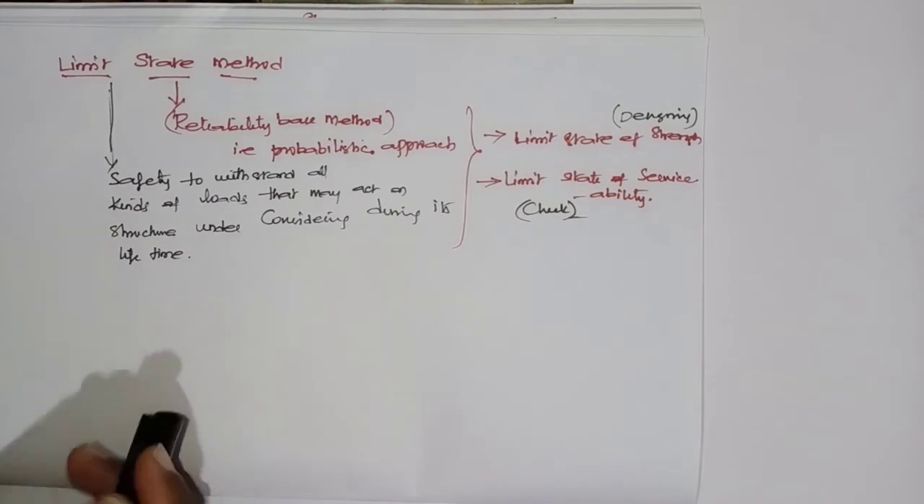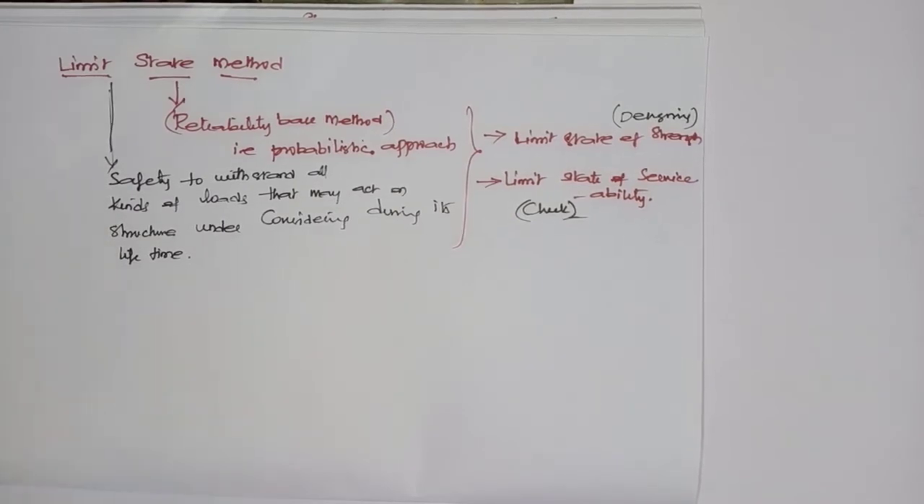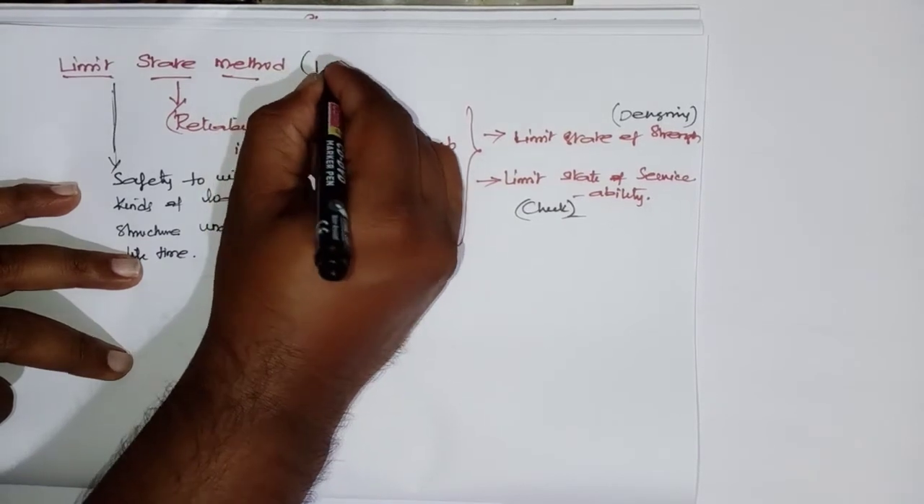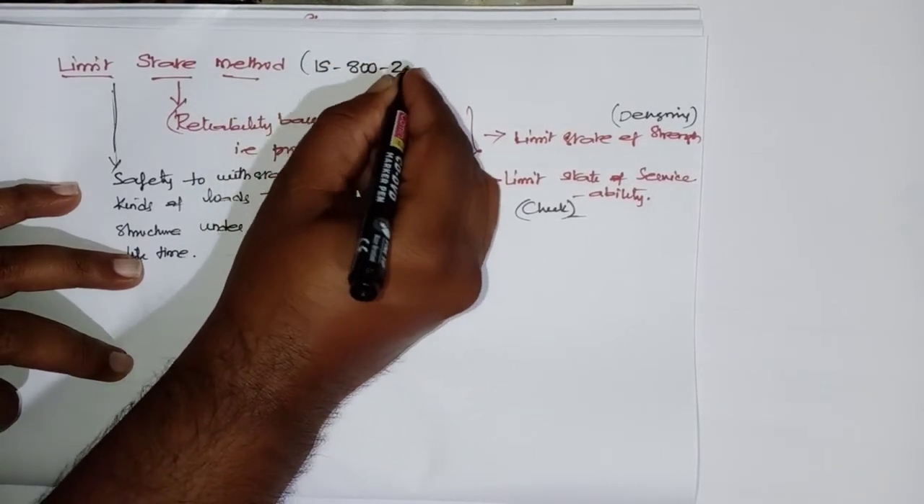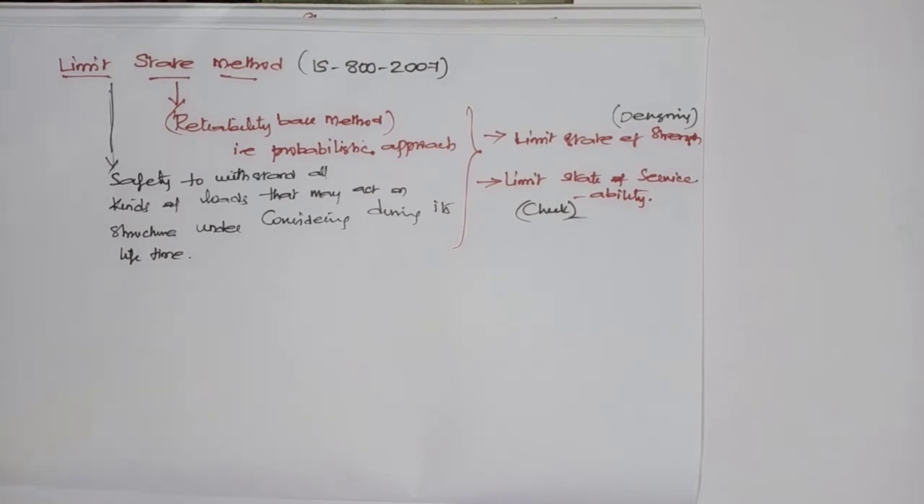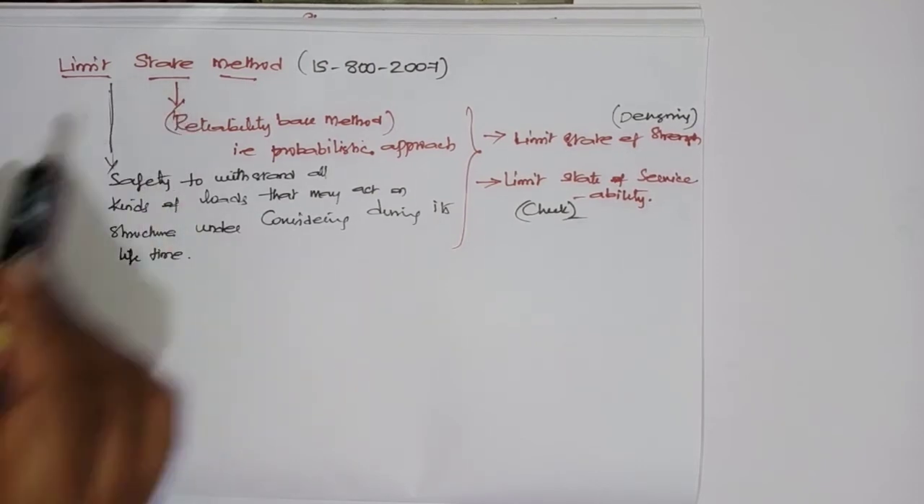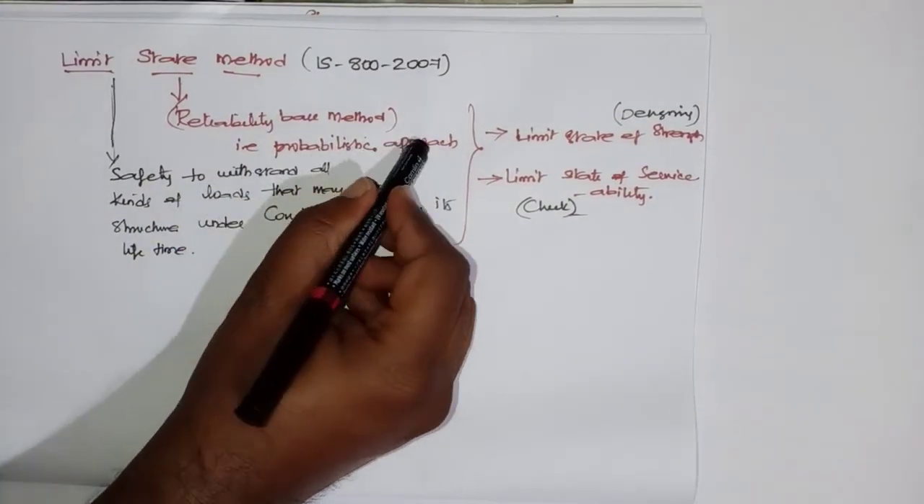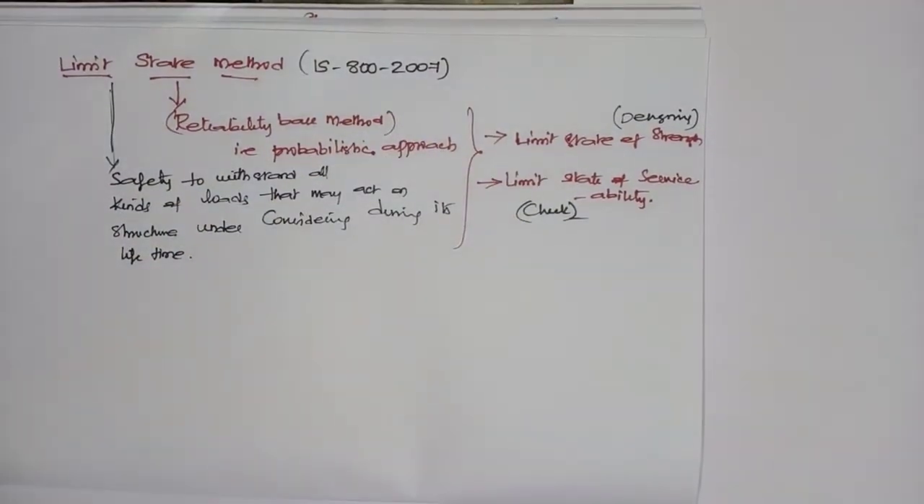So limit state method is the method we are using at present. For this method, we are supposed to use IS 800:2007. Okay, IS 800:2007 is the code book for the limit state method. It is based upon the reliability based method, that is, the probabilistic approach. Probabilistic approach means we'll be using the words "it may occur", like that. So what is going to happen will be predicted beforehand.